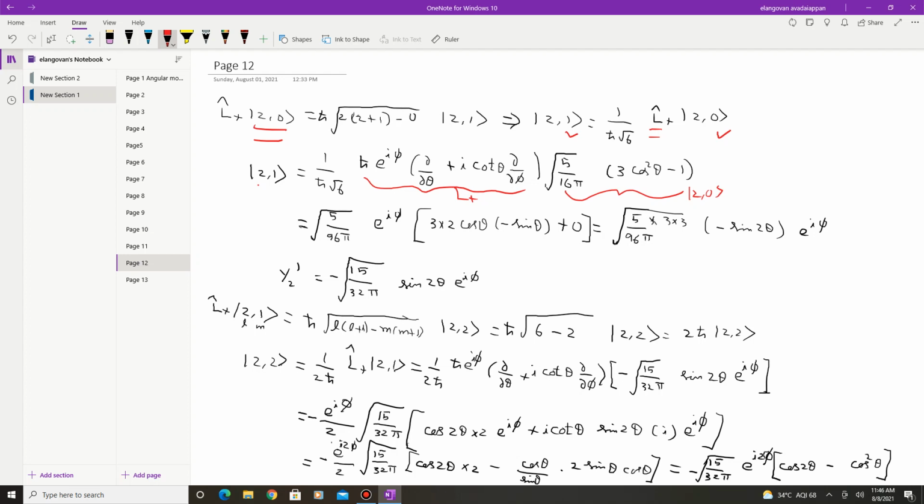Then this operator operating on the function with this step, square root of 5 by 96 pi e power i phi into 3 into 2 cos theta into minus sin theta plus 0. You simplify this expression, and this is reduced to Y21 is equal to minus square root of 15 by 32 pi sin 2 theta e power i phi. So this is another expression.